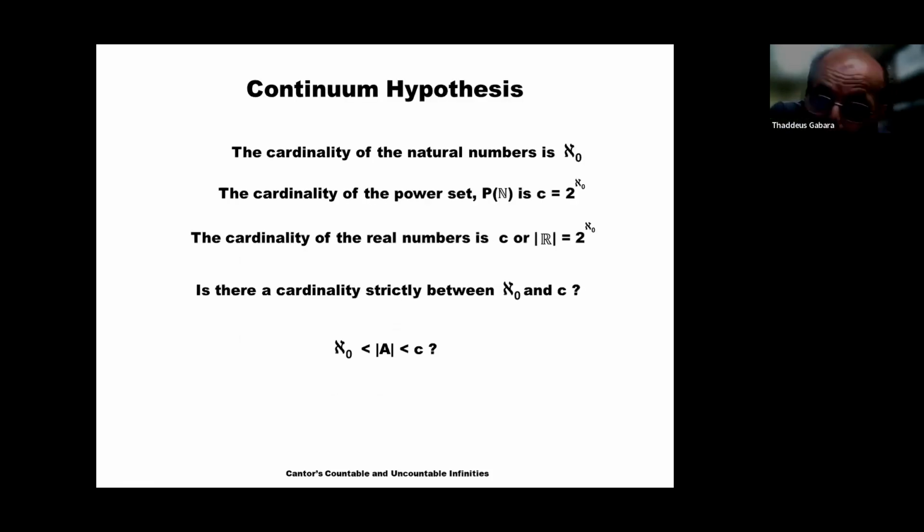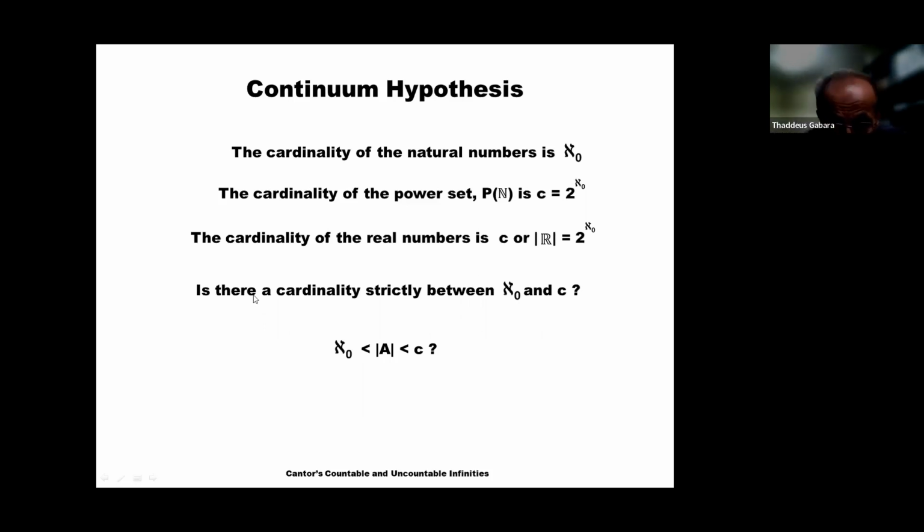But let's take a look at the continuum hypothesis that Cantor proposed. And this was actually the very first problem that David Hilbert gave in 1900. It was to show the continuum hypothesis. And what is it exactly? Well, we've seen that there's a cardinality of the natural numbers, Aleph null. There's a cardinality of the power set, which is the continuum, and it's 2 to the Aleph null. The cardinality of the real numbers is the continuum, C.